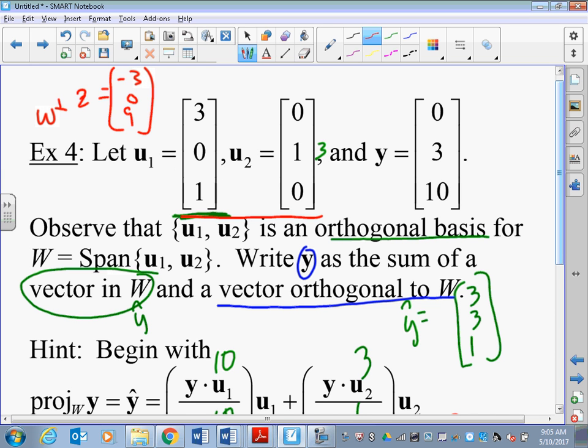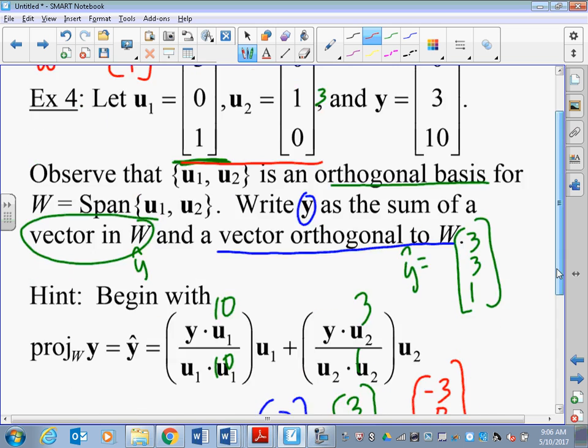And z dotted with u2 is also 0, right? Because it's 0, 0, and 0. And z dotted with u1, yep, also equals 0. Right? Dot product is 0. Good?